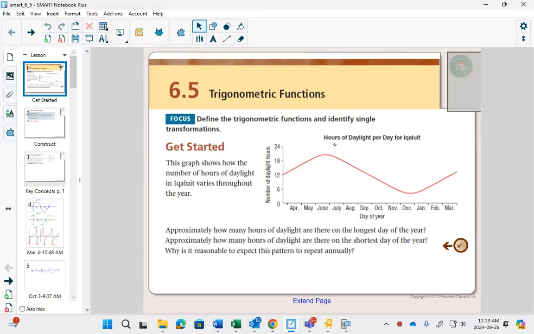So we have a graph here which says the hours of daylight per day for Iqaluit. And Iqaluit is way far up north. So it says how many hours of daylight are there on the longest day of the year? Looks like the longest day of the year, June 21st. And I guess estimating that, that looks like about 21 hours.